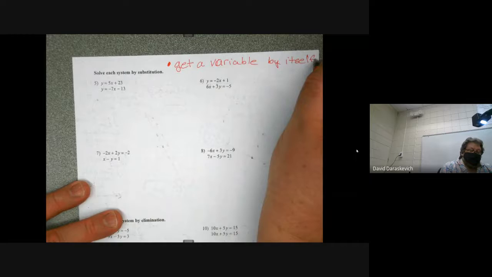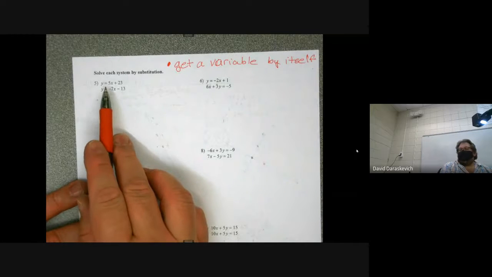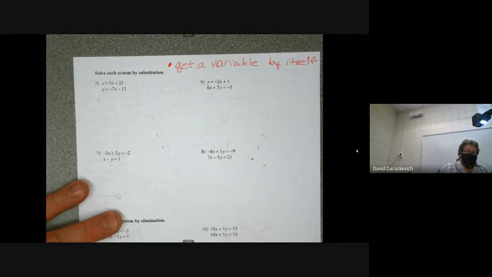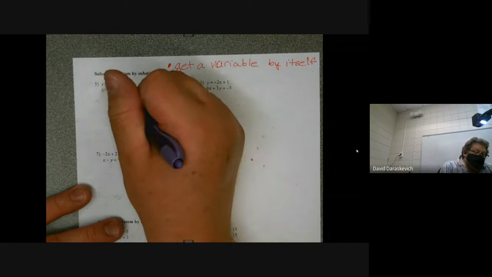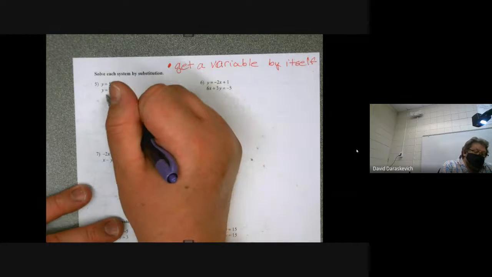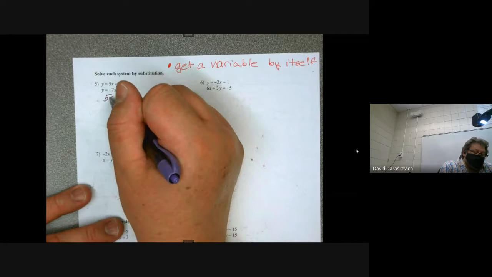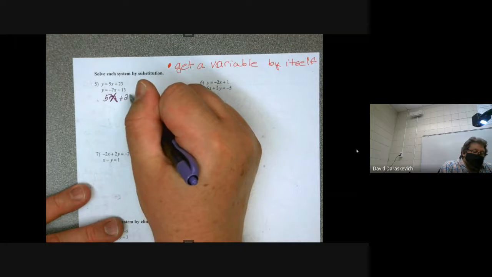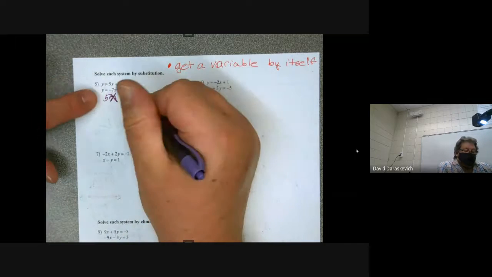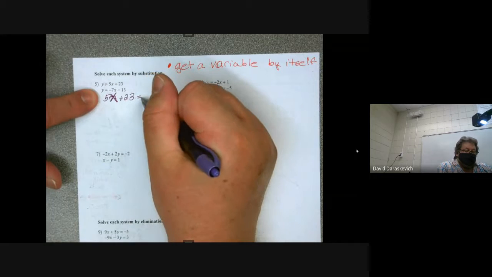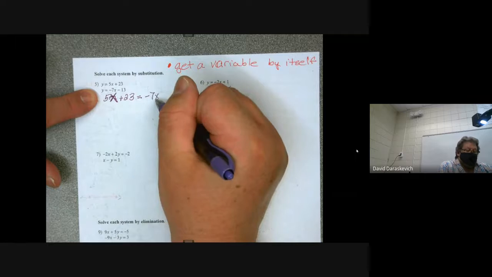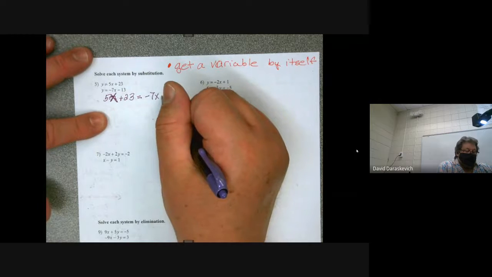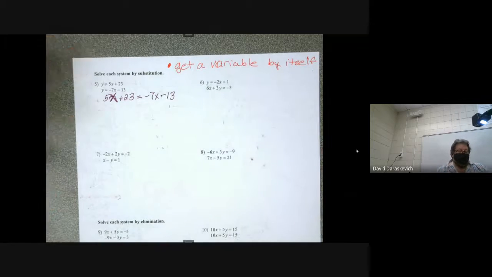Now, the first one's pretty easy because not only do I have one equation with a variable by itself, but I have both equations. Since they both equal y, I can set these equal to each other. 5x plus 23. See how that equals y? So does this. So these must equal each other. Think back to your geometry days. A equals B, B equals C, then A equals C. And solve for x.